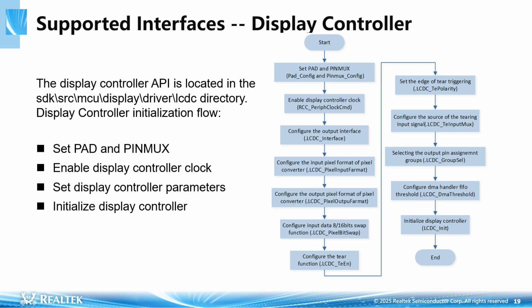The display controller API is located in the SDKs RCMCU display driver LCDC directory. The initialization process of the display controller is shown in the figure. The first step is to set pad and pinmux, the second step is to enable the clock signal of the display controller, the third step is to set the parameters of the display controller, and the fourth step is to initialize the display controller according to the set parameters.